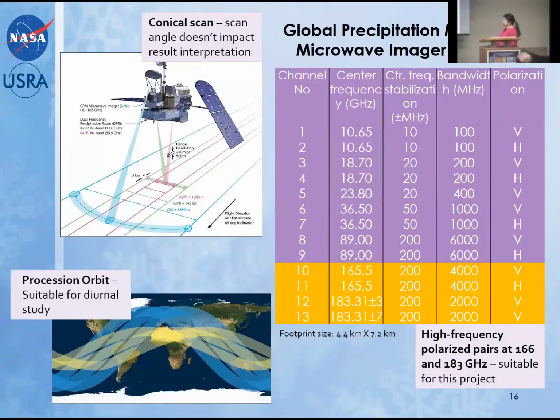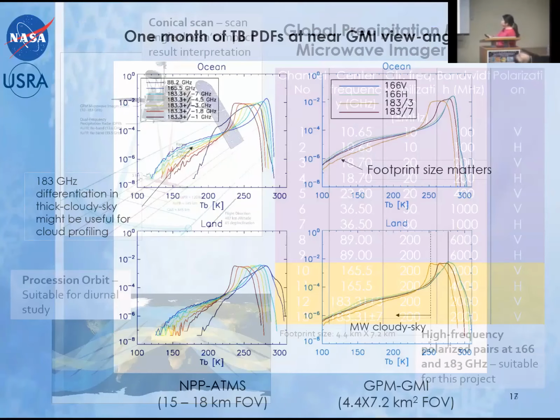But the good thing is that the precession orbit gives us the different local time, so we can study the diurnal cycle. And GPM has all the high-frequency microwave channels that we are going to use. So it's suitable for this project.